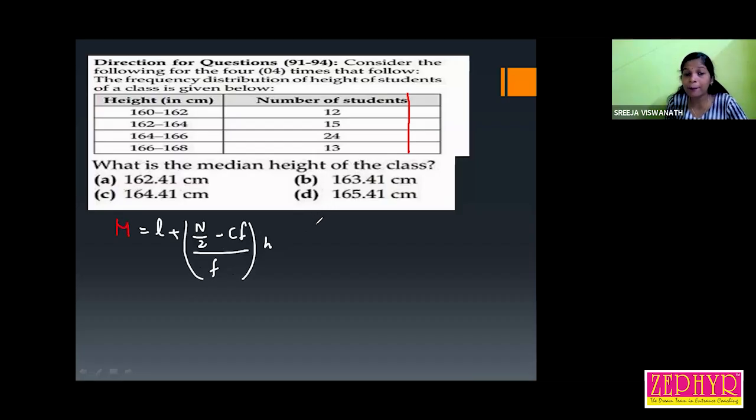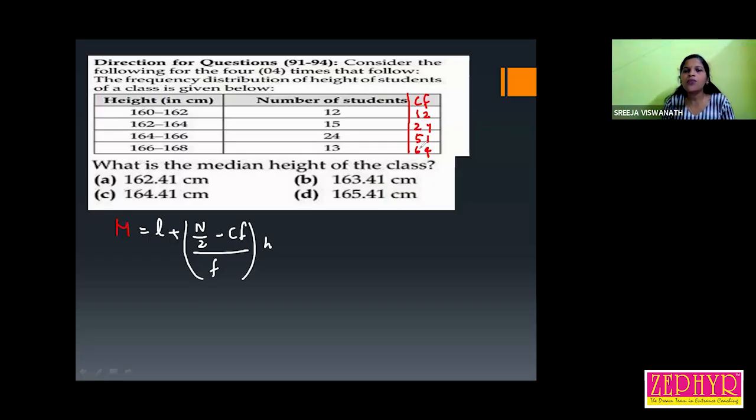First, we need to find a median class. And before that, we need a cumulative frequency column. How to find the cumulative frequency? First frequency is 12. 12 plus 15, 27. 27 plus 24, 51. 51 plus 13, 64. Cumulative frequency is ready.